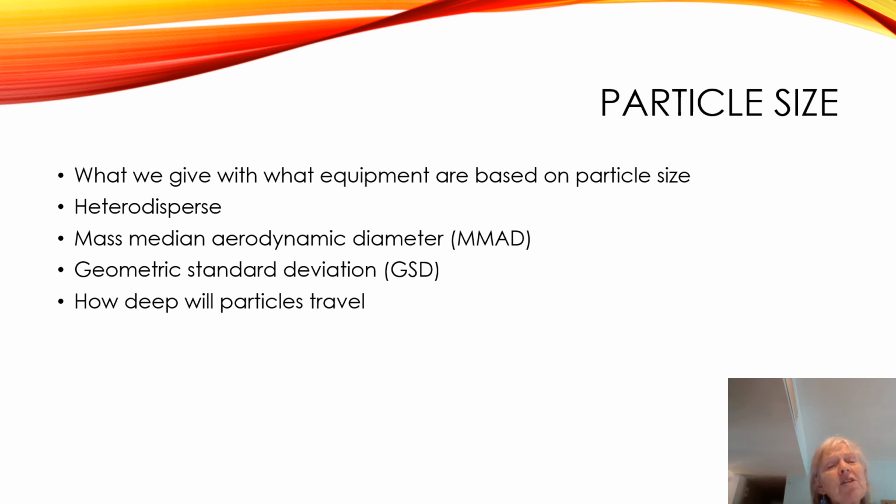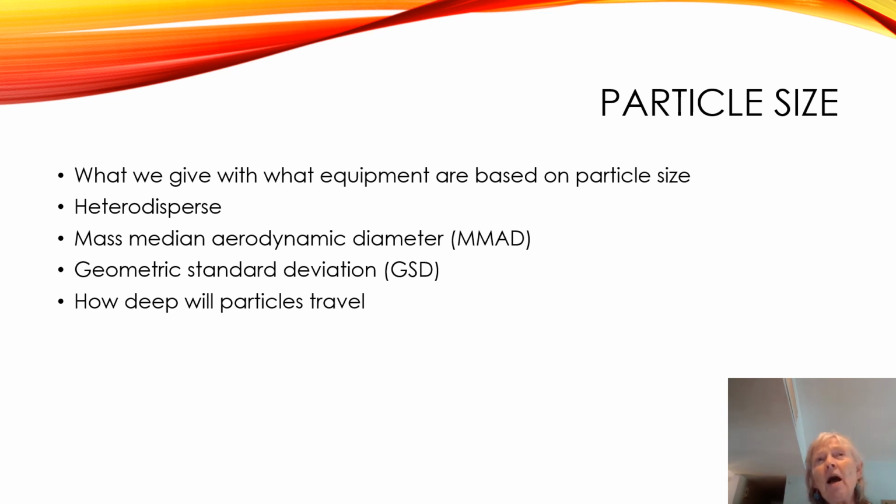This is a heterodisperse aerosol, which is different from a monodisperse one. Heterodisperse means you have different sizes of particles. Remember we talked about the MMAD, the mass median aerodynamic diameter, which tells us what the mean particle size is. Because of that mean particle size, we have particles that are larger and particles that are smaller. As a result of that, we have the heterodisperse aerosol at this point.